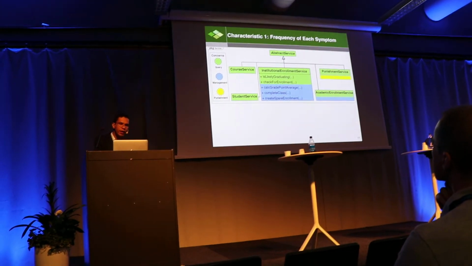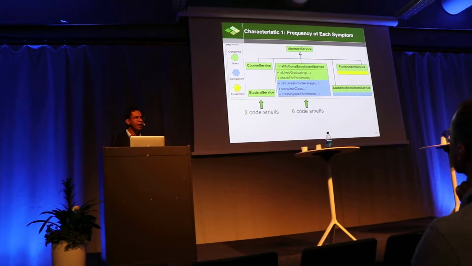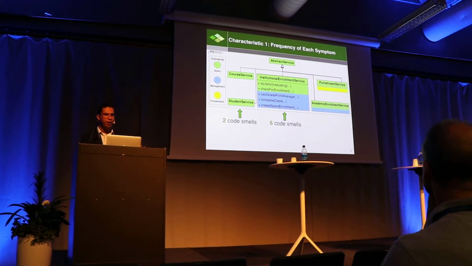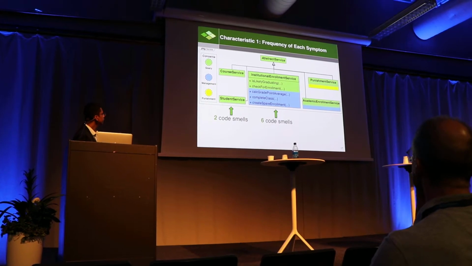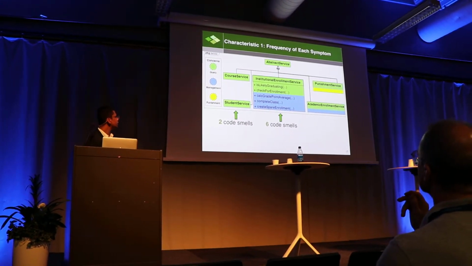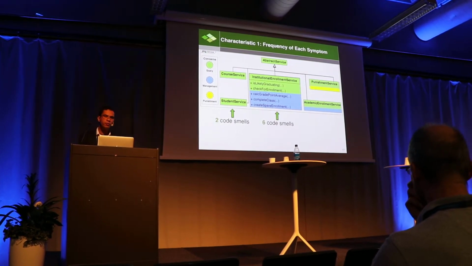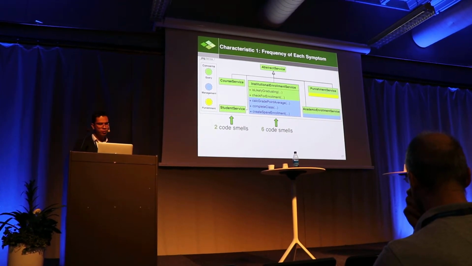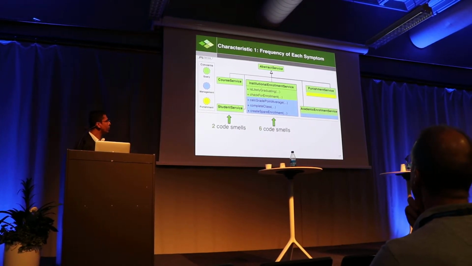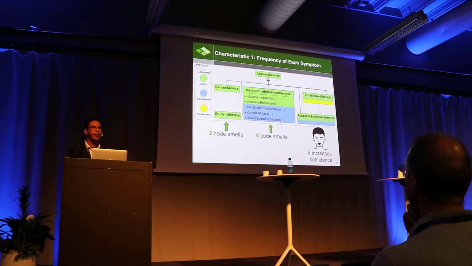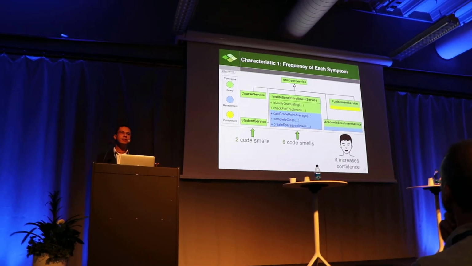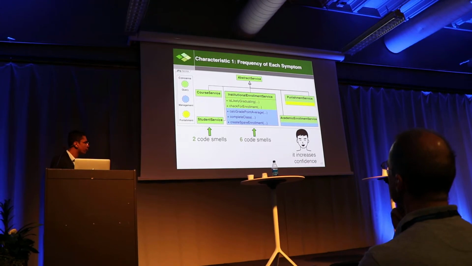So in this case, the developer analyzes each element and counts how many instances of that symptom appear in the element. For instance, here the code smell appears twice in the student service, and on the other hand, the code smell appears 6 times in the institutional environment service. Therefore, the developer will select the institutional environment service to identify a design problem in that element, which increases his confidence about the presence of a design problem.